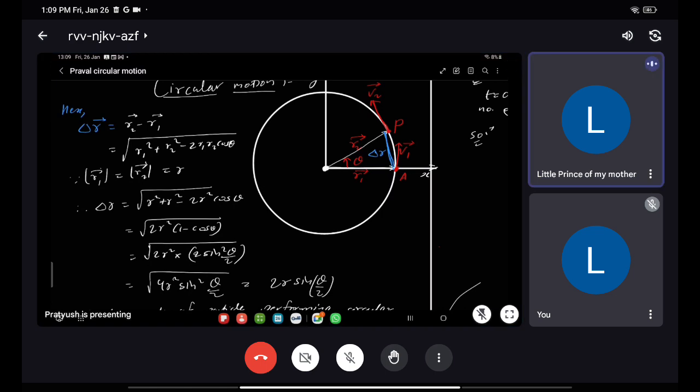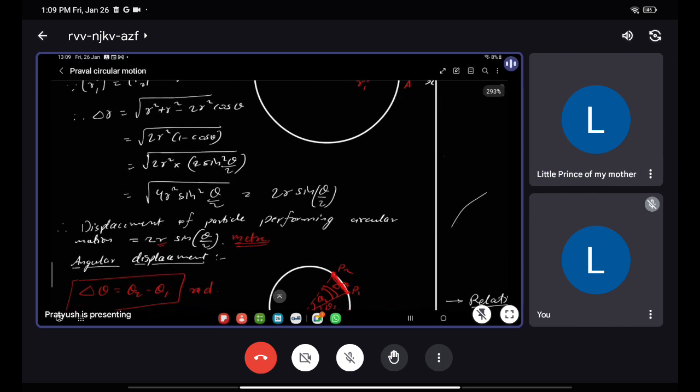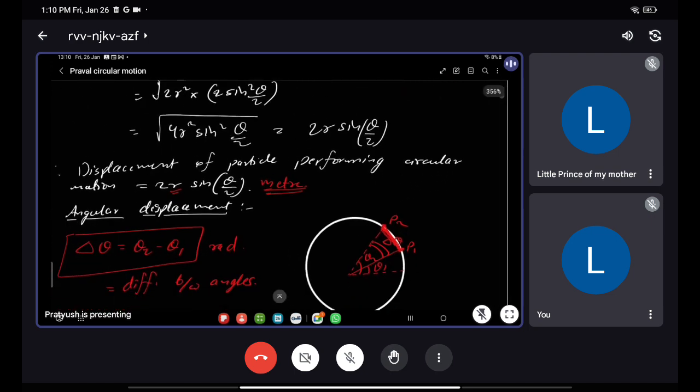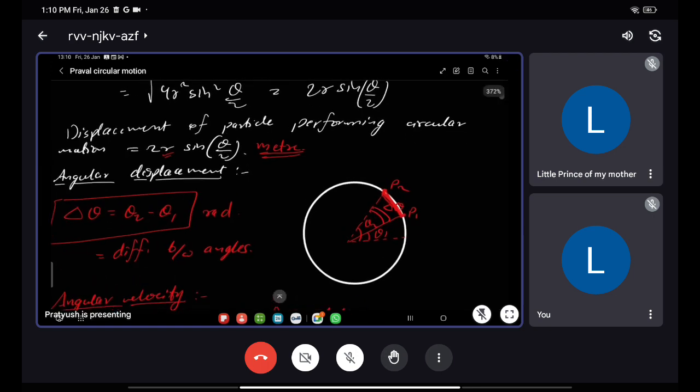Sir, copy. Now, the displacement of the particle will be 2r sin theta by 2. Now this is the displacement in meters. It is delta r. What is the angular displacement? Angular displacement is the angle theta itself. Whatever angle it is covering, that is the angular displacement. It is delta theta, meaning the difference between the angles theta 2 minus theta 1.